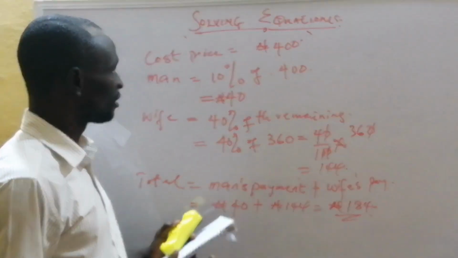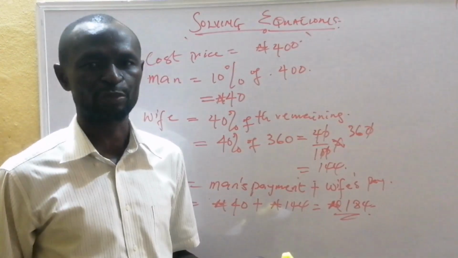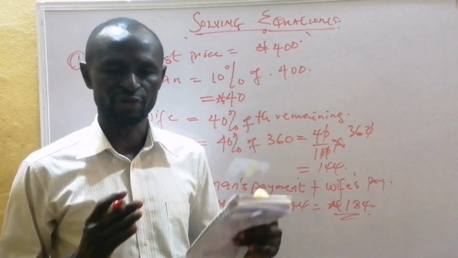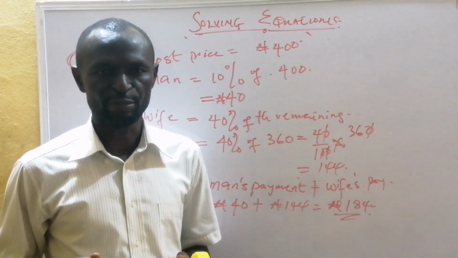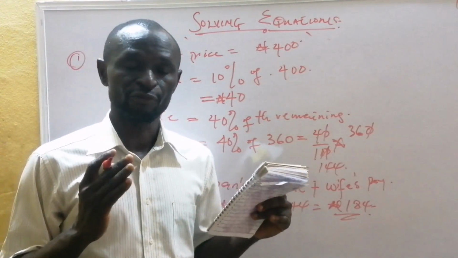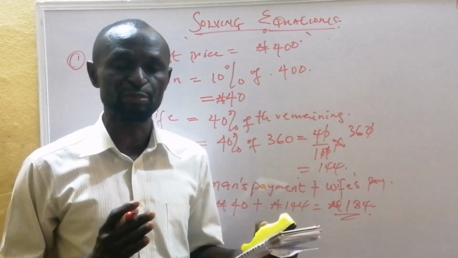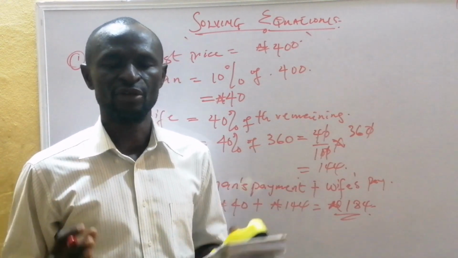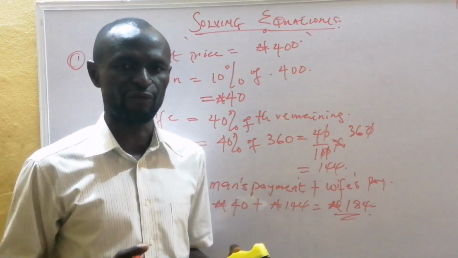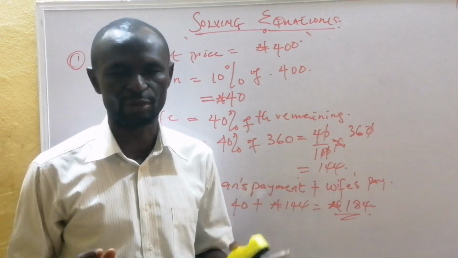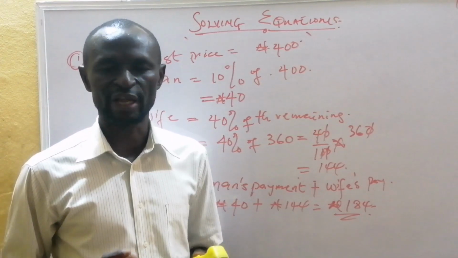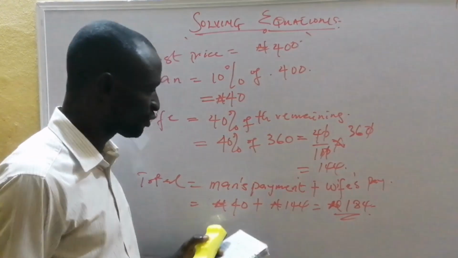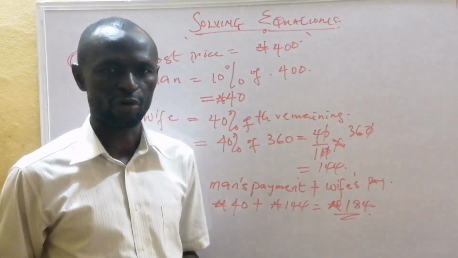Look at this question. The first thing was, we took the total cost price, 400. What did the man pay? 10% of the cost price. What did the woman pay? 40% of the remaining. So onus was on us to look for the remaining first, then get the 40% and sum everything up. That way you will not get it muddled up. And we arrived totally at 184 naira.